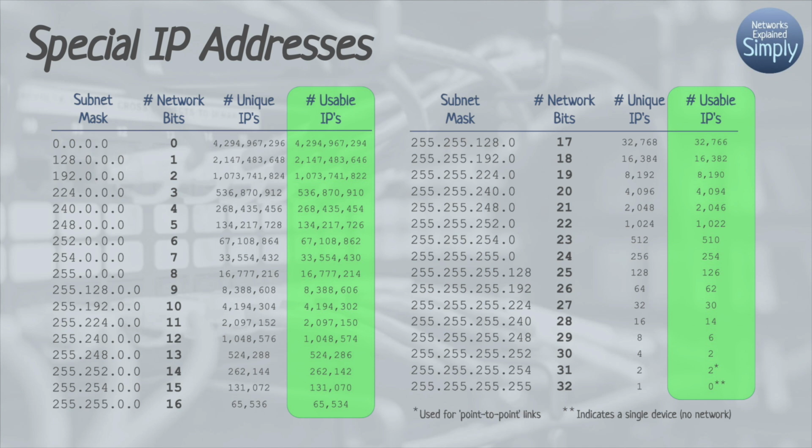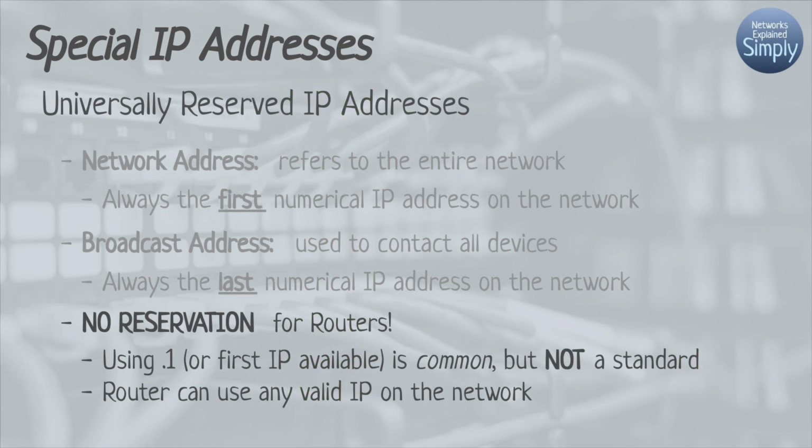Before we close the topic of reserved IP addresses, it's worth mentioning a common misconception. There is no standardized reservation for routers on IP networks. It is very common to see routers which use a .1 IP address, or the first IP available after the network address, but this is not a standard. A network's router can use any IP address that's within the network's range.